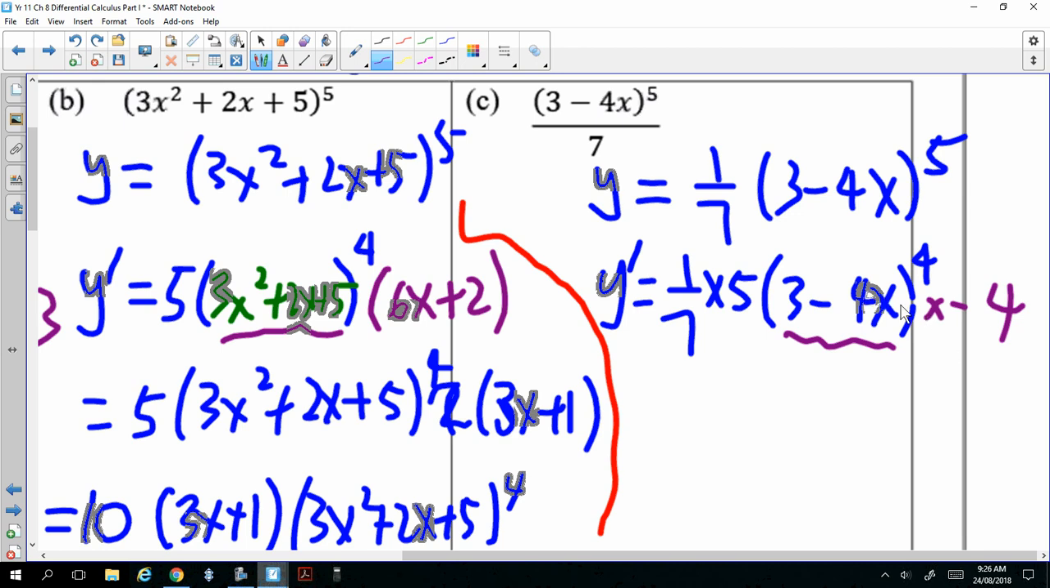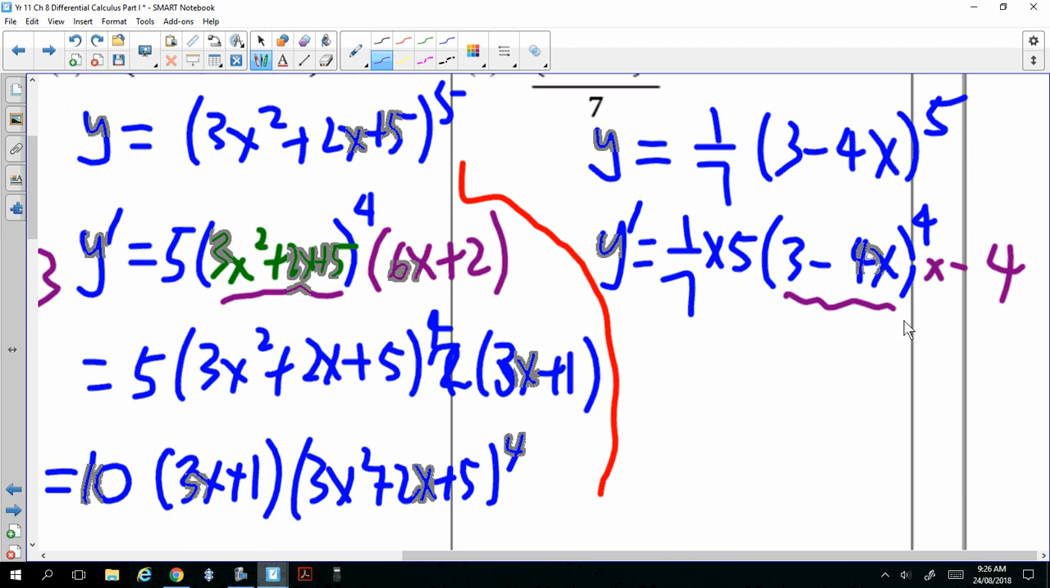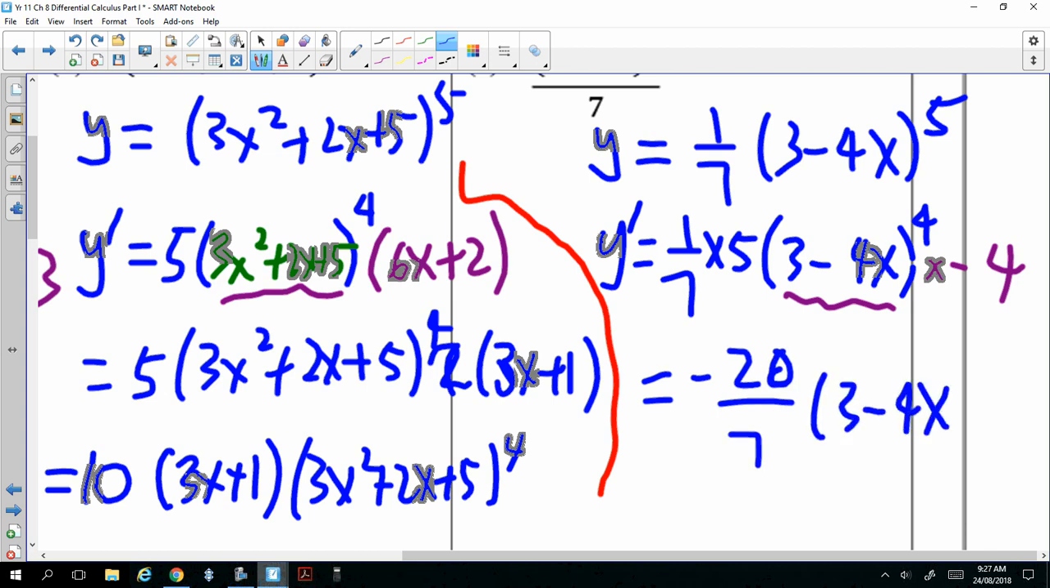And what do you get? -20/7, 3 minus 4x power of 4. Yeah? Yeah, you leave it as a fraction, yeah. Because otherwise that's a decimal. You can't round it. That will be not exact.